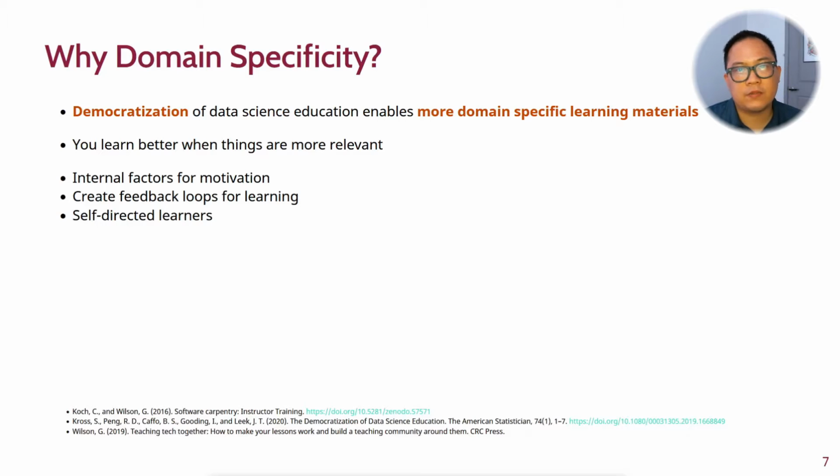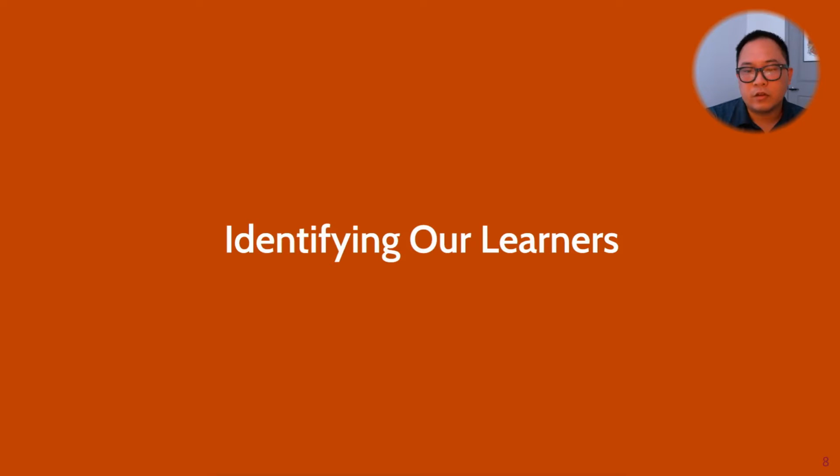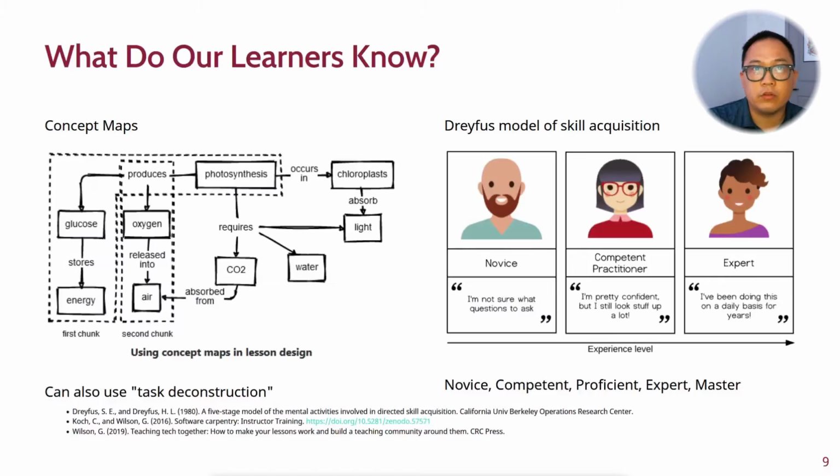So why does domain specificity matter? Well, essentially, the more relevant a topic is for you, the more you're able to learn, and you have this ability to create feedback loops for a self-directed learner. So now the question is, how do we identify our learners?